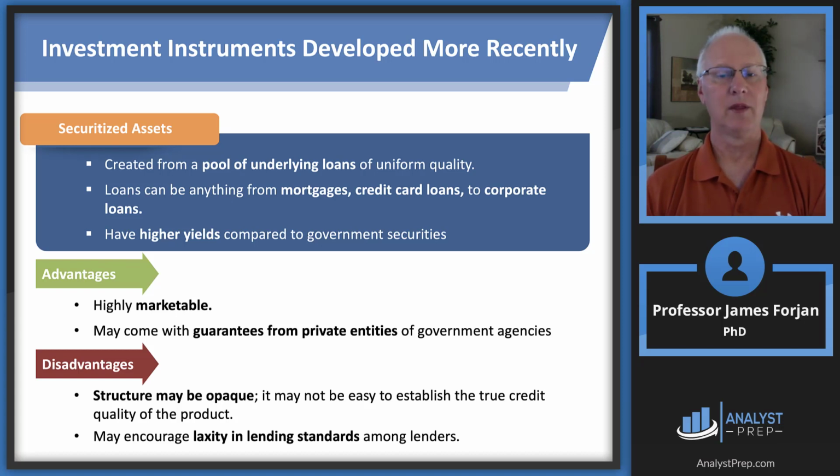They may come with guarantees from private entities or government agencies. That's an interesting little add-on that we don't see in these other securities. Structure may be opaque, right? It might not be easy to establish true credit quality. So I issue this bond based on mortgages, and I chop this mortgage up into a couple of different tranches. That's the French word for slice.